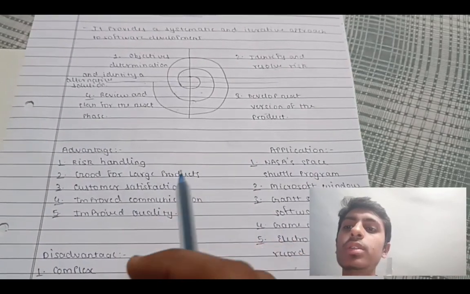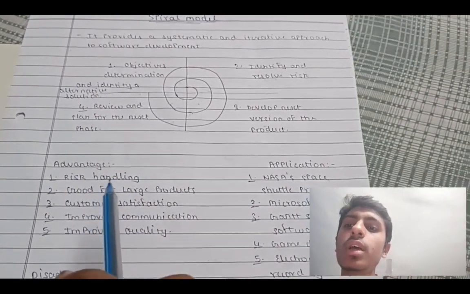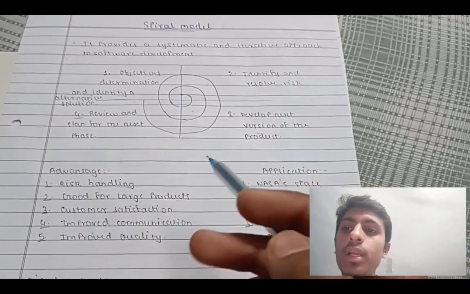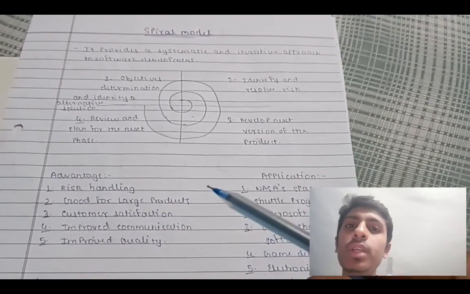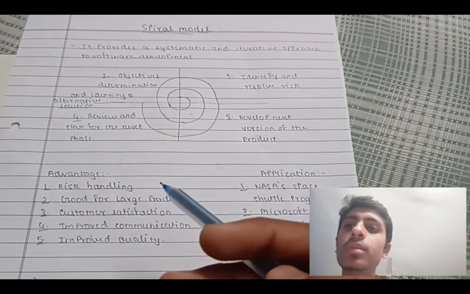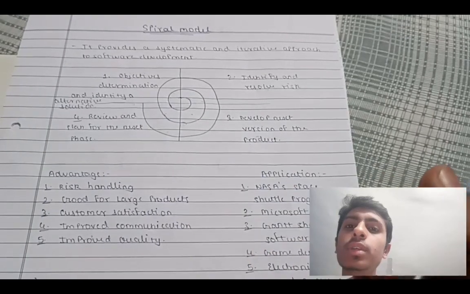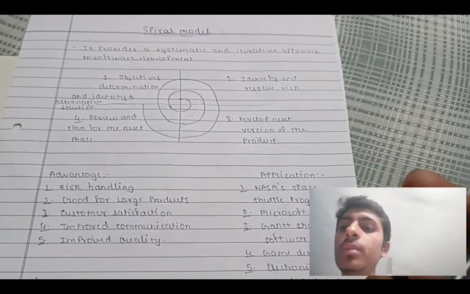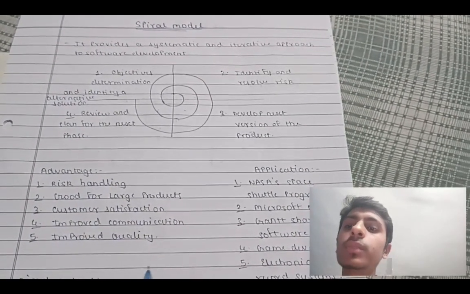Now we will talk about some advantages of the spiral model. The first one is risk handling, so risk handling in the spiral model can be done better. Second, it is good for large products, so the spiral model can be used for making large products. Customer satisfaction can be achieved by the spiral model, and improved communication, in which the client's requirements can be better understood. And the fifth one is improved quality.